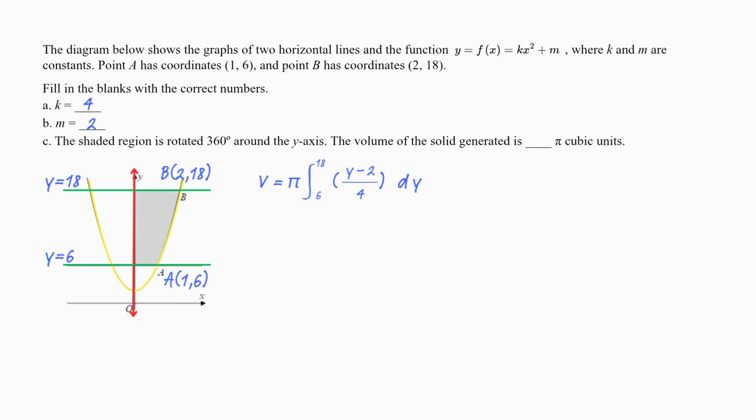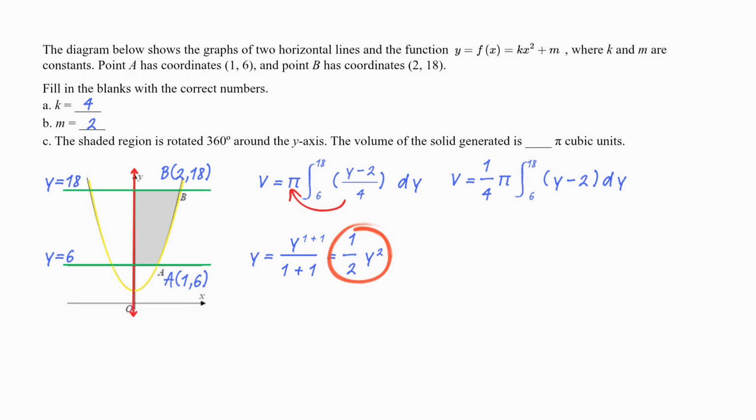Volume = pi times the integral from 6 to 18 of (y - 2)/4 dy. We can pull the constant 1/4 outside the integral to make it cleaner. Volume = (1/4) pi times the integral from 6 to 18 of (y - 2) dy. Let's find the integrals of each term. Term 1, y becomes 1/2 y². Term 2, 2 becomes 2y. So our integral is volume = (1/4) pi times the quantity (1/2 y² - 2y), to be evaluated between 6 and 18.